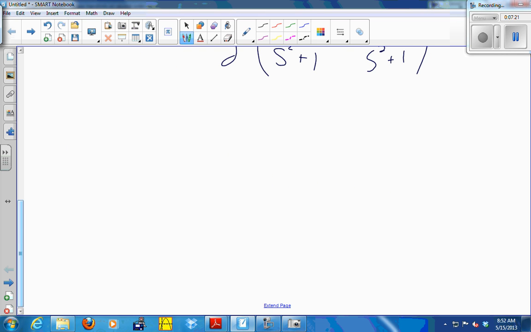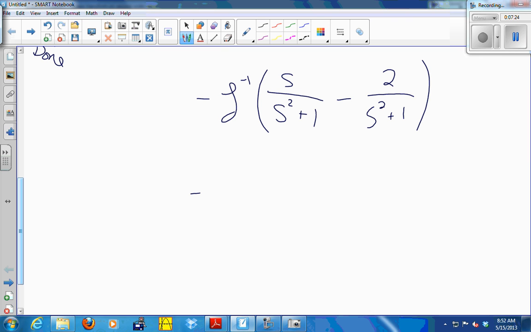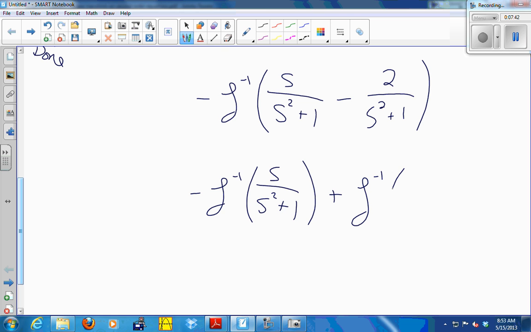Okay, so then I have minus the inverse Laplace of s over s squared plus 1, because I can take each inverse Laplace separately. And then this is minus this whole thing, so it's going to end up being plus the inverse Laplace of 2 over s squared plus 1. Oh yeah, I can pull the 2 out. All right, 1 over s squared plus 1.